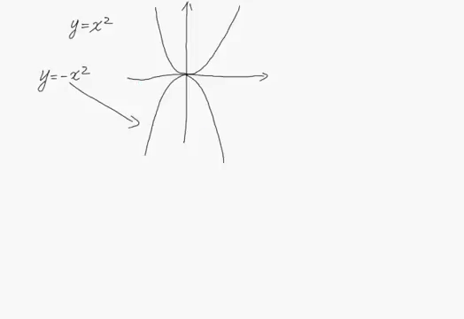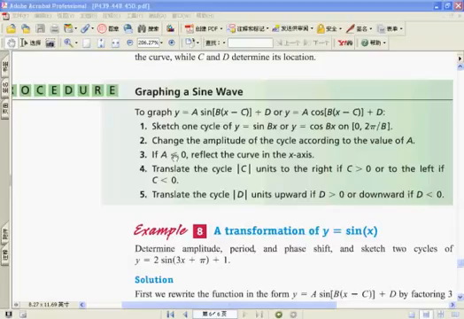Now let's come back to this procedure. So step 4, translate the cycle absolute value of c units. See here the c. To the right if c is positive, to the left if c is negative. And also the last step, translate the cycle absolute value of d units upward if d is positive, or downward if d is negative.